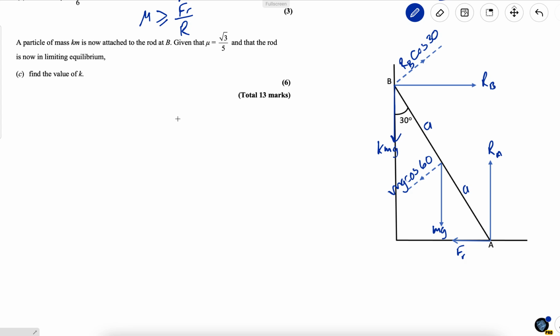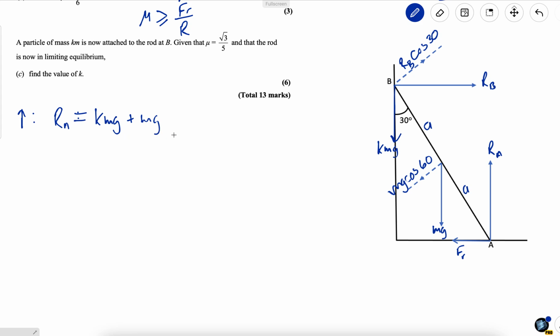So to find the value of K, first of all, I'm going to resolve vertically, and that will give me the reaction at A. So what I really want to do in the end is to make a moments equation, and I'll need the component of this, but then for that I'll need RB. To find RB, I'll need to find FR. To find FR, I'll need to find RA. So I'm kind of working backwards there. So first of all, vertically, RA going upwards is equal to mg and kmg. So RA equals kmg plus mg.